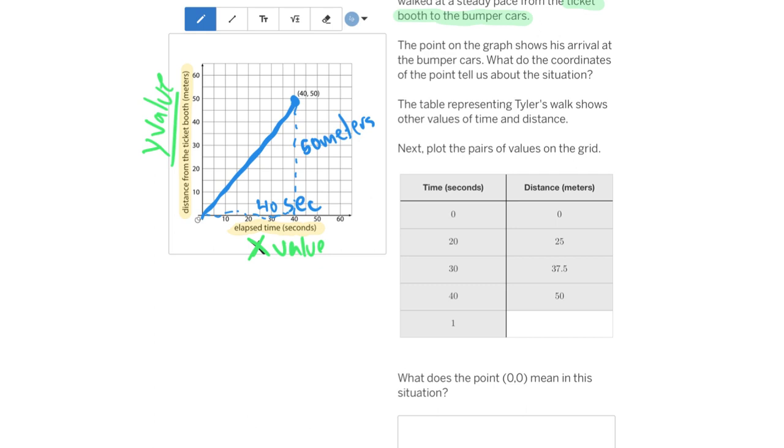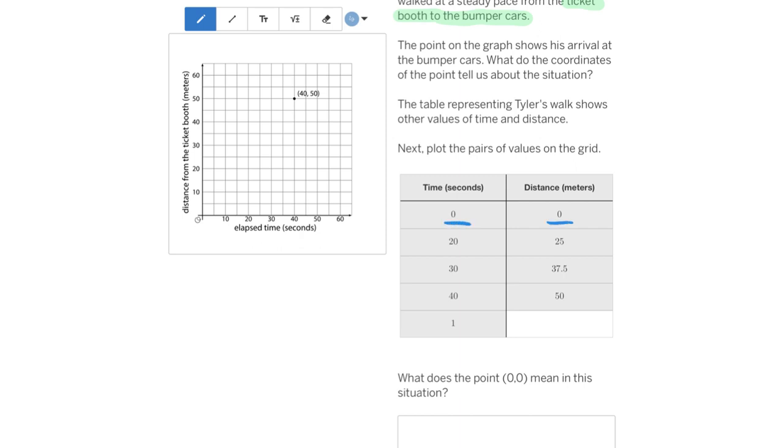Okay, so let's look at a little chart that kind of shows our distance. When Tyler had not done anything, he had not moved at all. I'm going to erase this a little bit so we can see better. I'm going to take a look at the point. So I have the (0, 0). I just talked about that, but we've got the (0, 0) point there. Then we have this point. At 20 seconds, he went 25 meters. So I've got x is 20, and I'm going to go up to 25. That's the point.